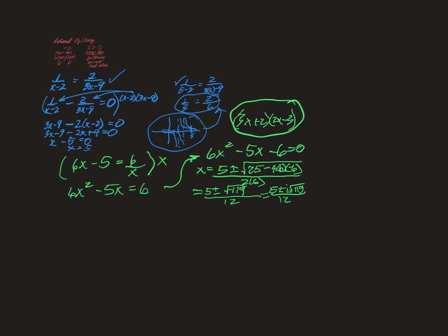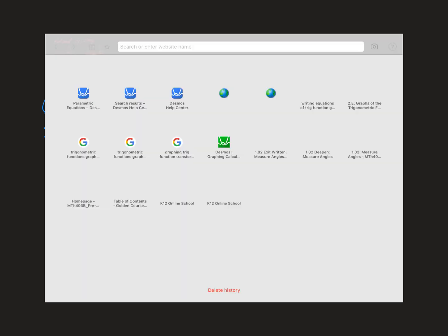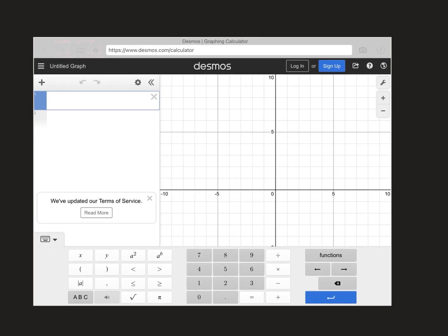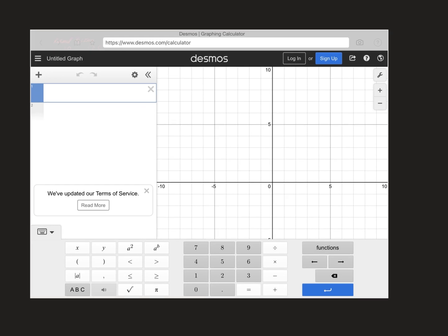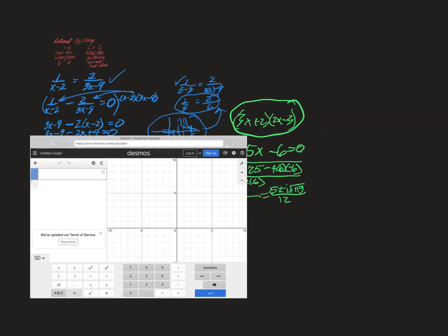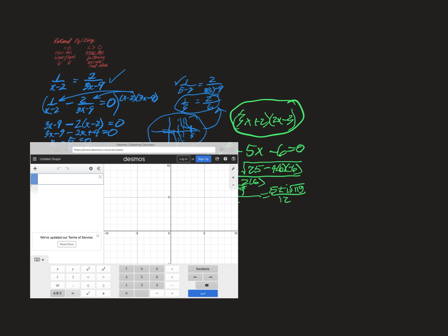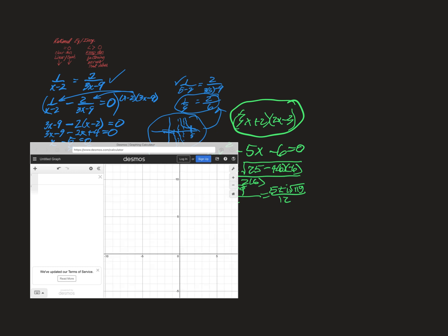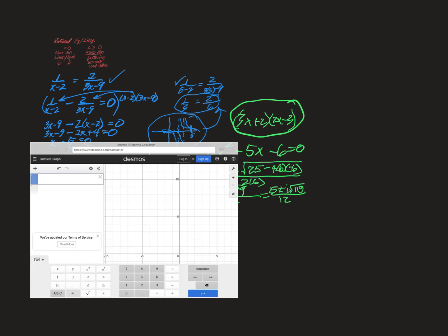I need to check this. So let's go check it, all right? And the way I would do that, I'm going to check it with a graph first really quick, because that's an easy way to check. Okay? I'm going to shrink this down just a little bit. Well, I'm working in the browser, so we'll just have to do it.